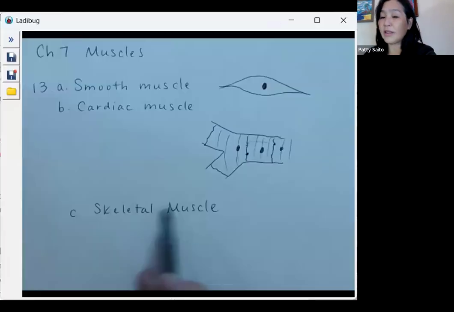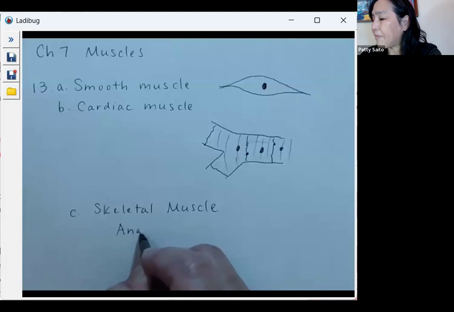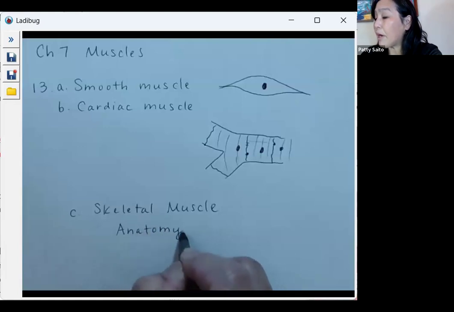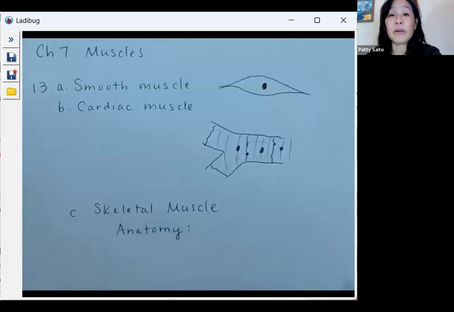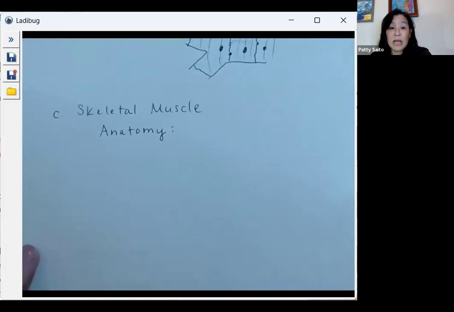Okay, so let's draw the skeletal muscle and let's look at the anatomy. We are going to draw what we call the macroscopic view, or the gross anatomy, the things that we can see with our eyes, and then we'll go to a microscopic anatomy. So question number 15 is really the macroscopic or the gross anatomy.